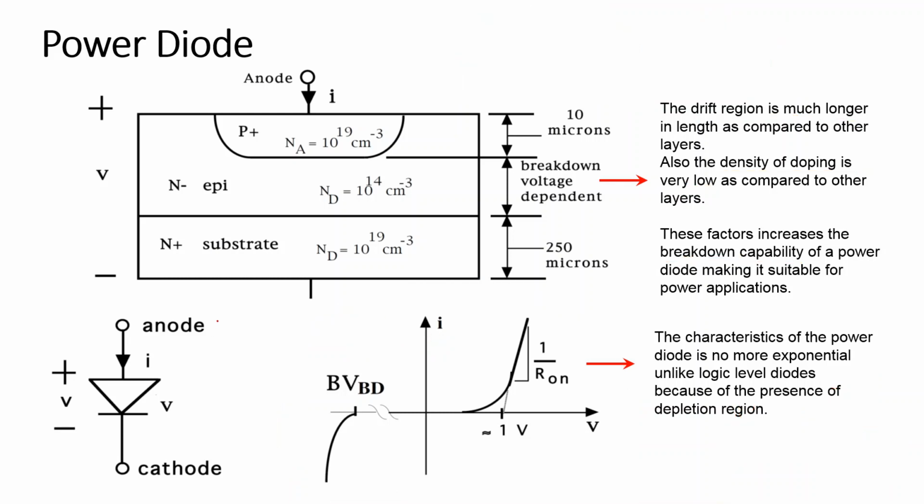Now the symbol of this power diode is same as the ordinary diode, and the characteristics are also very similar to the logic level diode, except that in the forward direction this region is not exponential, so this region is linear. So we have a linear region here.